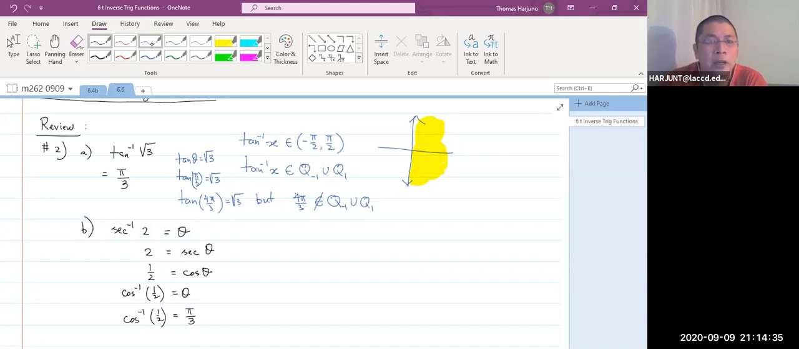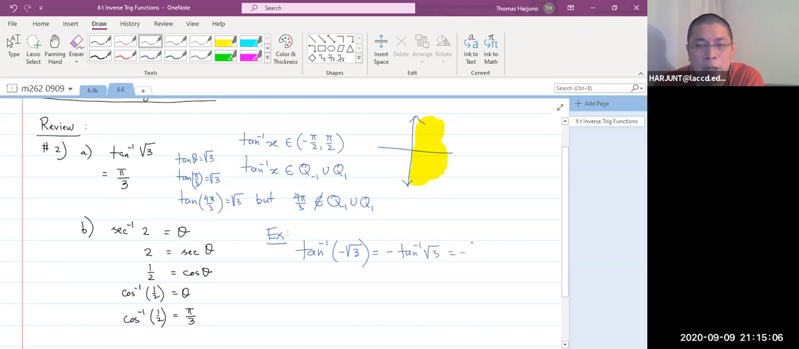Now, let's see what happens if the value is actually negative. Tangent inverse of negative radical 3. Because sine and tangent are odd functions, then sine inverse and tangent inverse are also odd functions. Therefore, tangent inverse of negative is equal to negative of tangent inverse. That will be negative pi over 3. Notice that it is in quadrant -1. In general, tangent inverse of negative x equals negative tangent inverse of x.